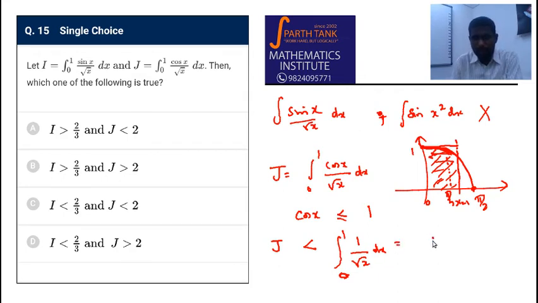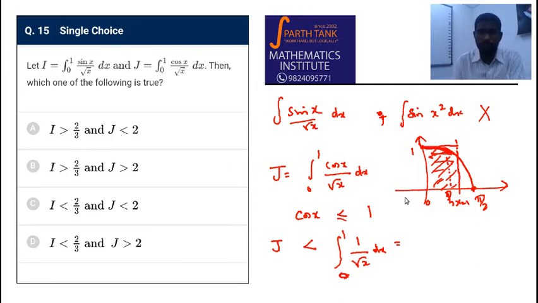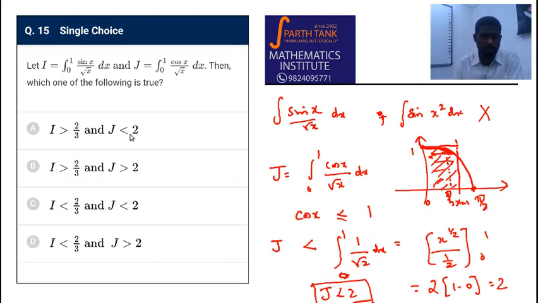1 by root x is x to the power minus 1 by 2. So if you integrate it, it becomes x to the power 1 by 2 by 1 by 2, from 0 to 1, which is 2 into 1 minus 0, or 2. Therefore, J is less than 2. This can be established. So J is less than 2. So one of these two options. J is always less than 2.